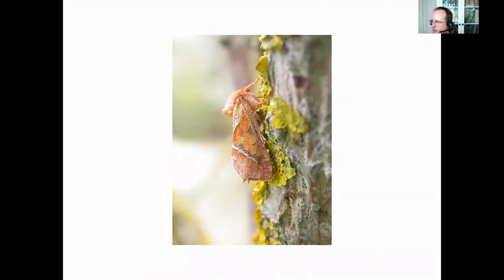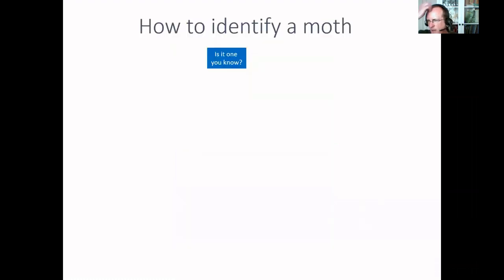So, yeah, that, as I say, that's the kind of process that goes through my head. And I just thought, well, that's not very helpful in terms of teaching people how to identify. So I thought, well, let's try and create a flow chart. And this is what my process is.